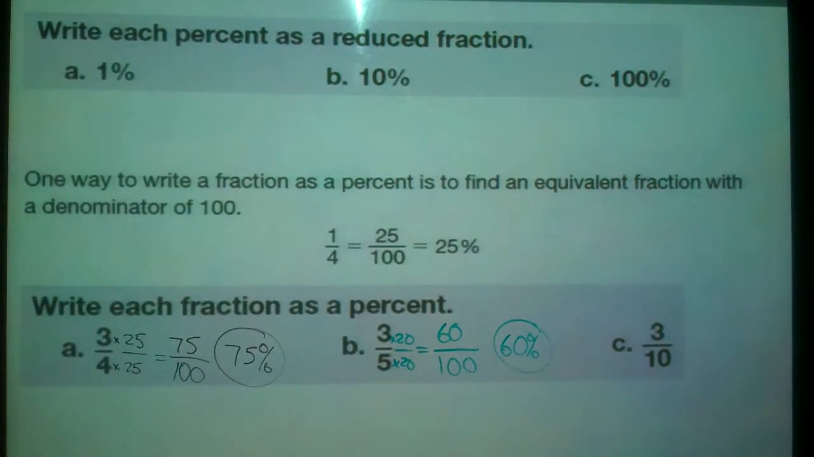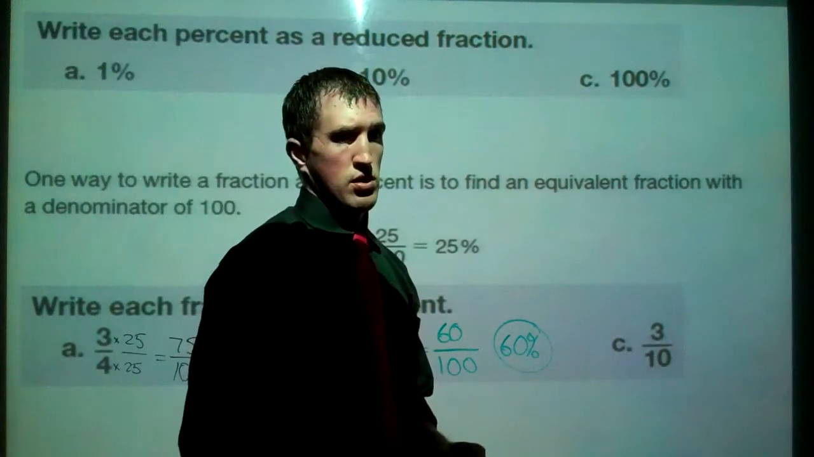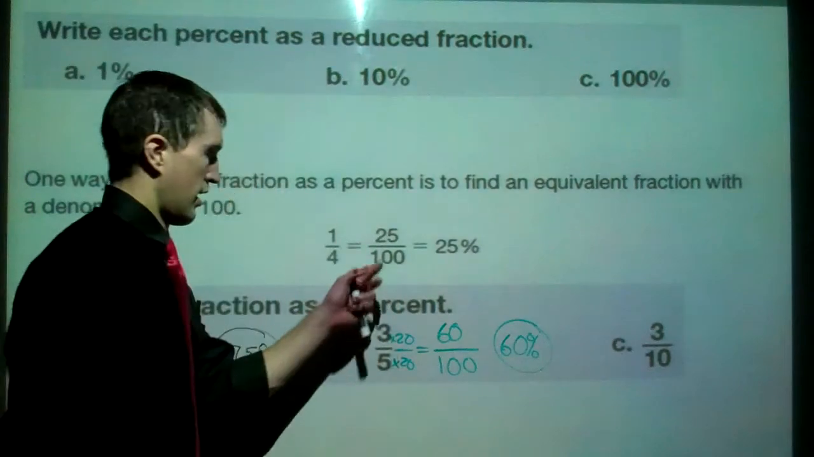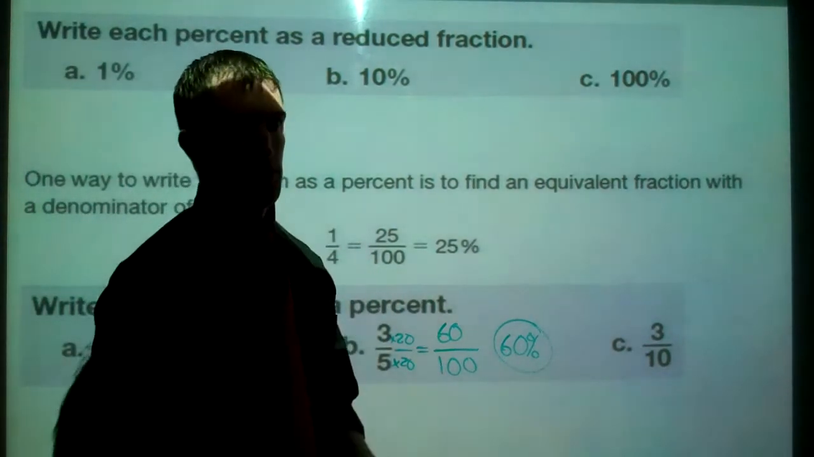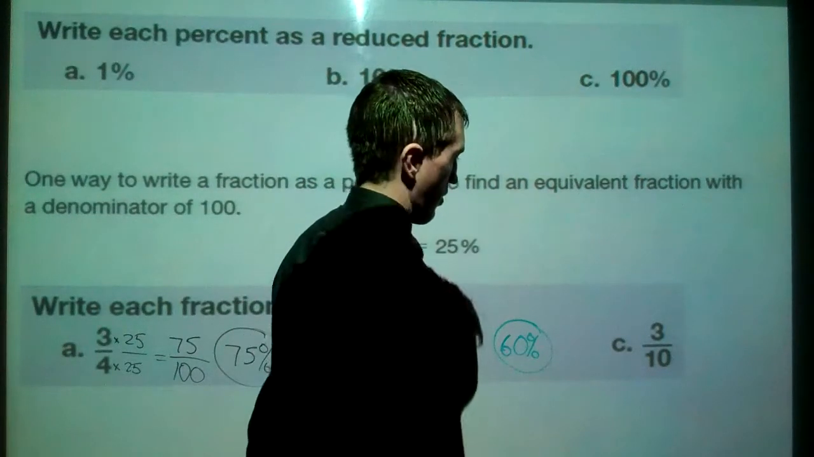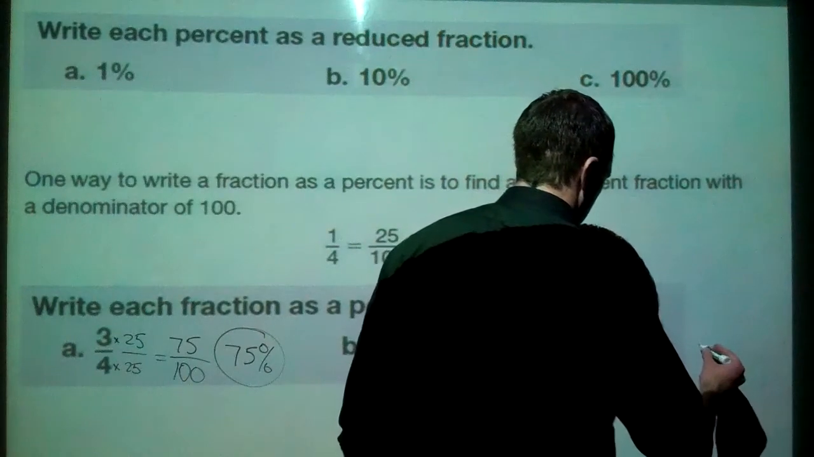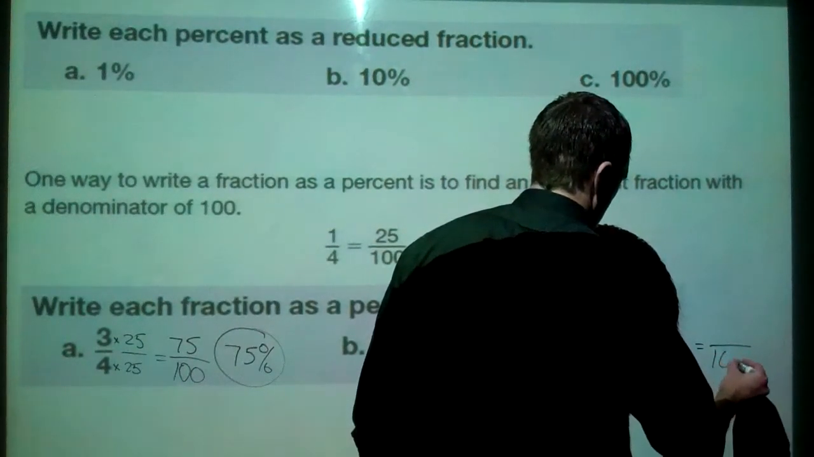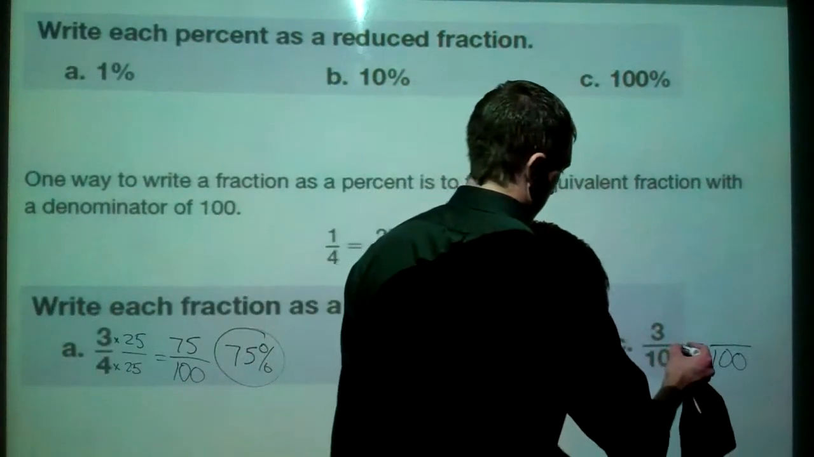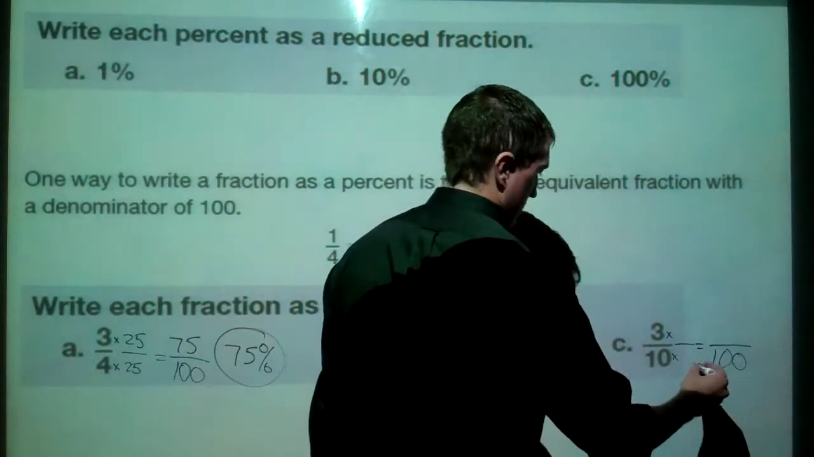And our final one over here, C. And I'm going to show you 2 different ways to do this one. I'll show you this way, and then how we're going to have to do some of the other ones. Alright, so 3 out of 10, we want a denominator of 100 once again, so we're going to multiply by 10, because 10 times 10 gets us to 100.